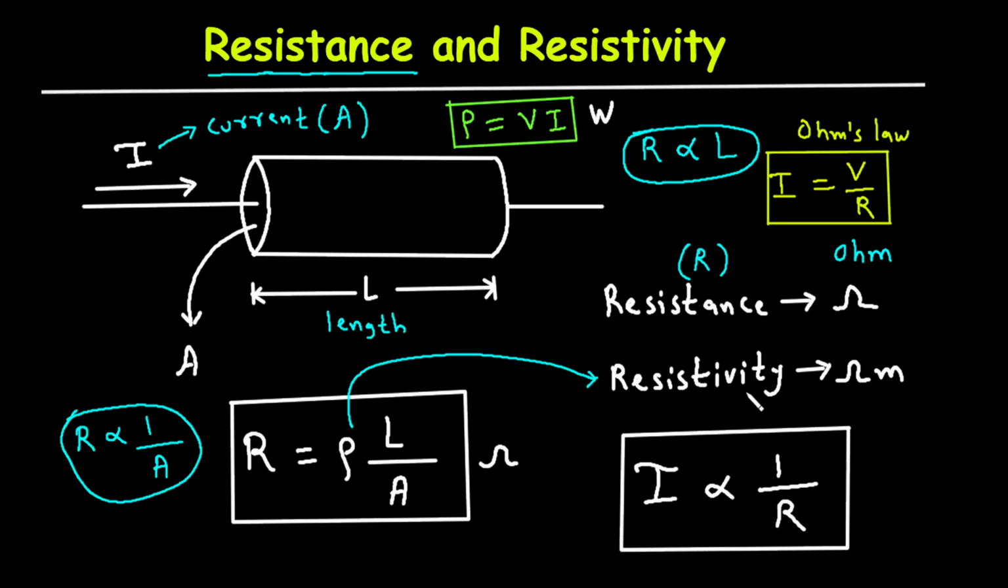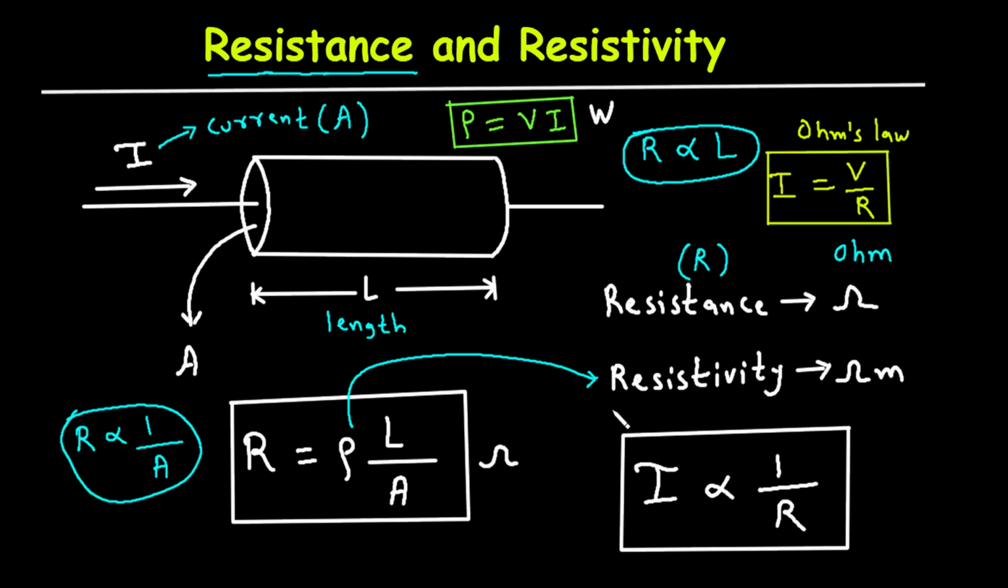Resistivity. Resistivity, denoted as ρ, is a material-specific property that quantifies how strongly a given material opposes the flow of electric current. It is measured in ohm meters, symbolized as omega m. Different materials have different resistivities. For example, metals typically have low resistivity, which means they conduct electricity well, while insulators have high resistivity.